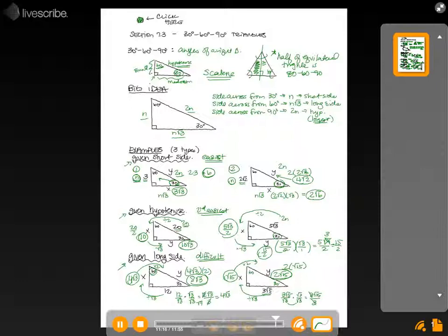Remember, use your notes when we do this worksheet. This is difficult because you've got 3 separate cases and you solve them each differently, okay? Remember, the short side is the easiest because we multiply for both of them. The hypotenuse is the second easiest, and we divide by 2, and then we multiply by root 3. And then if we're given the long side, we do the opposite of what we did for the hypotenuse. We divide by root 3 and multiply by 2. Those are your notes for section 7.3, 30-60-90 triangles.